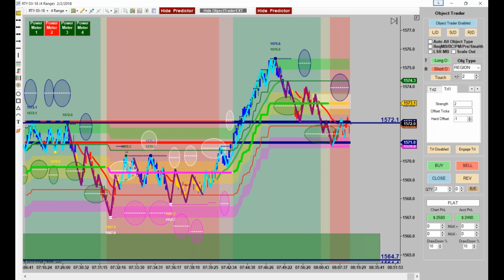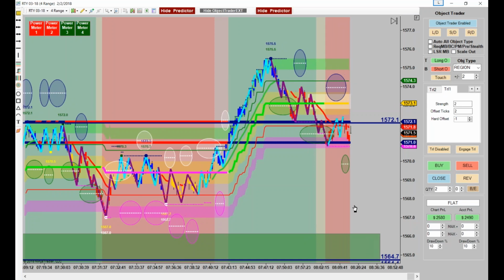Meaning stealth lines, will they still show up as if the stealth was on? Well, if you have Object Trader on, stealth will show up.